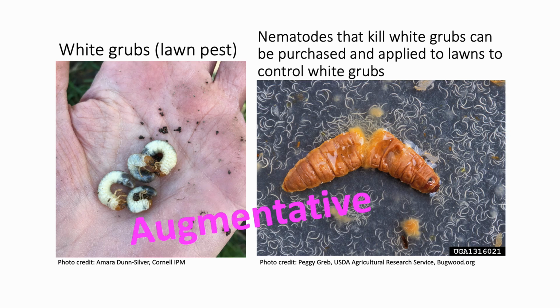Using nematodes to control white grubs in your lawn with yearly applications is augmentative biocontrol. You purchase them and apply them repeatedly to control the pest. Note that there are some strains of entomopathogenic nematodes that will persist in soil and would only need to be applied once.